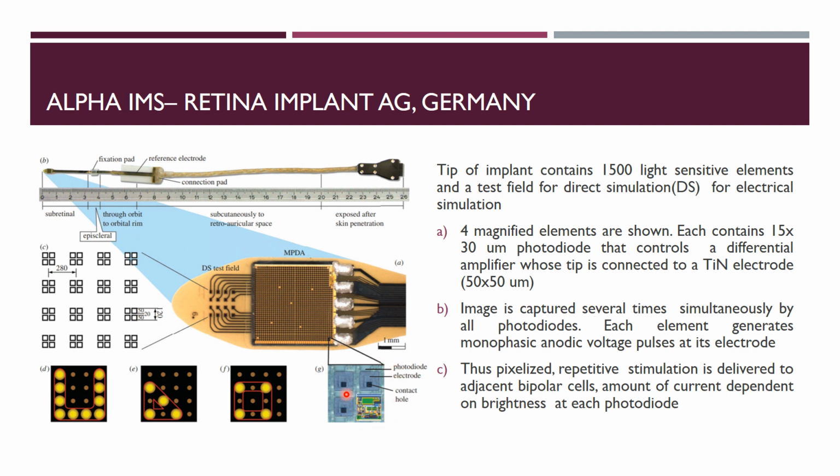magnified elements, each of which contains a 15 by 30 micrometer photodiode that controls a diff amp, which is a differential amplifier, and a titanium nitride electrode. So when light falls on this chip, an image is captured several times simultaneously by all the photodiodes, which generates a monophasic anodic voltage pulse at its electrode. Thus, each element forms a pixel, and repetitive stimulation is delivered to the adjacent bipolar cells, which amounts in current-dependent brightness at each photodiode.